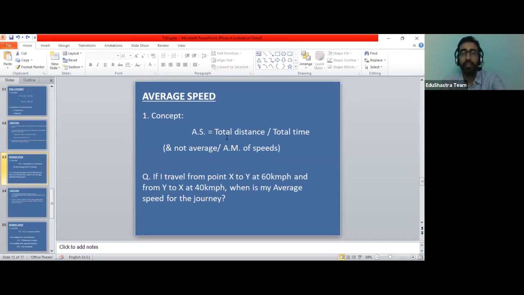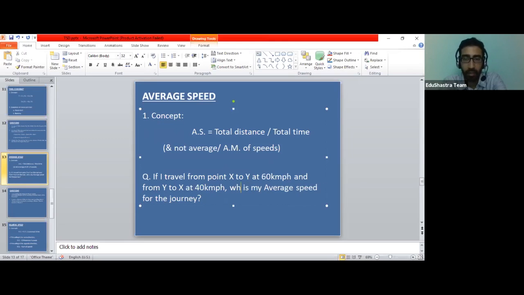So the next question concept is average speed. And average speed is not the arithmetic mean of speeds. You can have a look at the question below. If I travel from point X to point Y at 60 km per hour and come back at 40 km per hour, then what is my average speed for the journey?